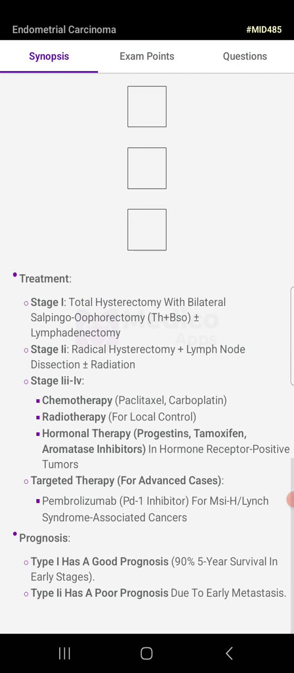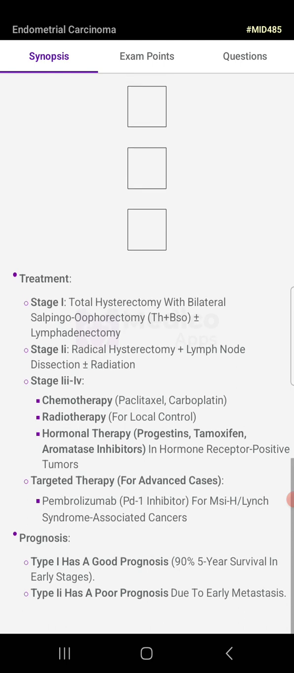Treatment. Stage 1: total hysterectomy with a bilateral salpingo-oophorectomy, TH&BSO, and lymphadenectomy. Stage 2: radical hysterectomy plus lymph node dissection and the radiation. Stage 3-4: chemotherapy, paclitaxel, carboplatin, and radiotherapy for local control.